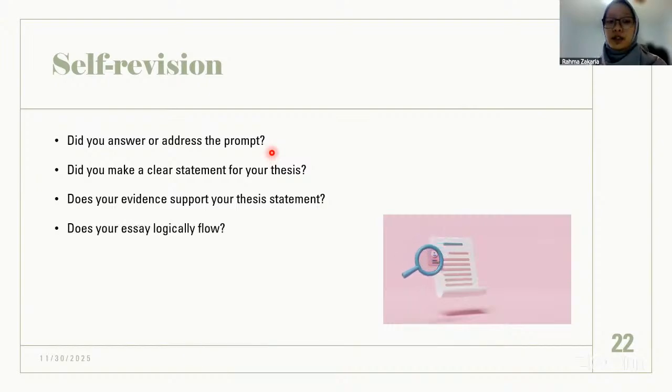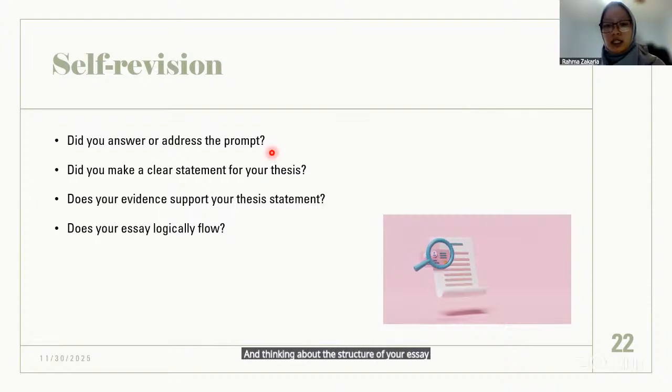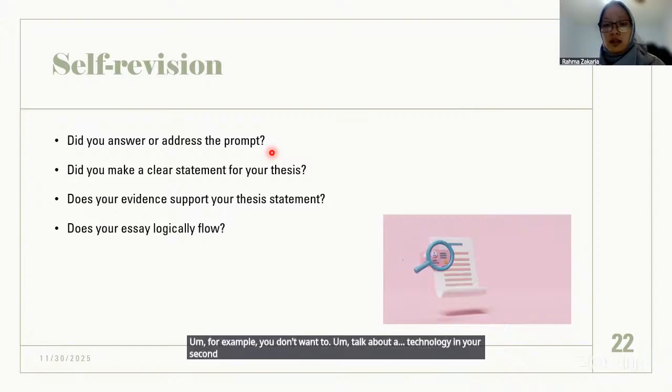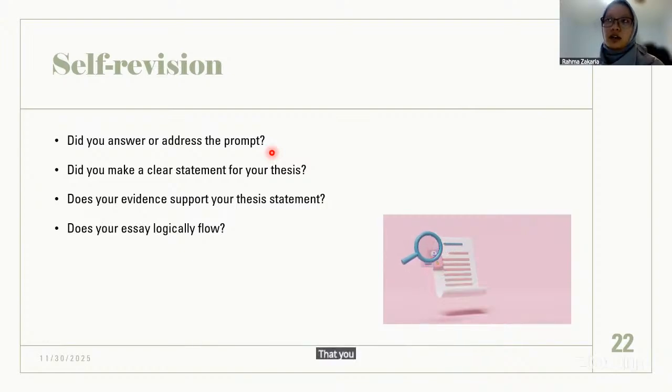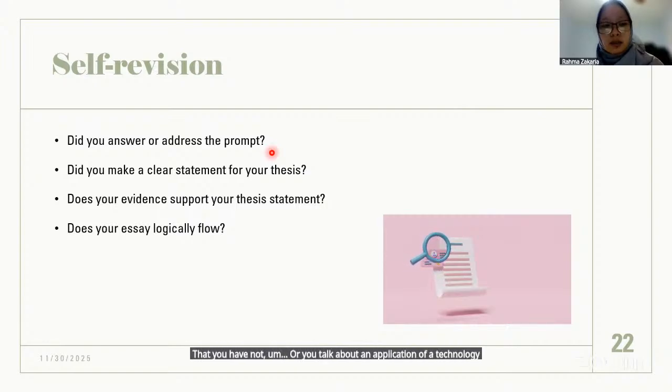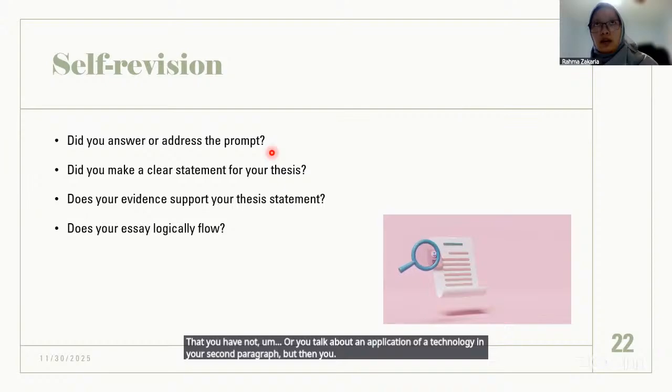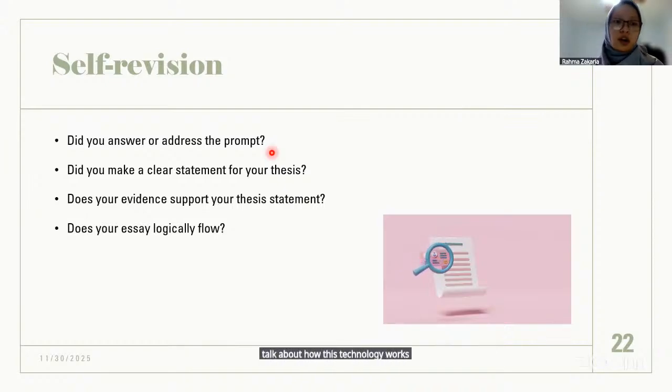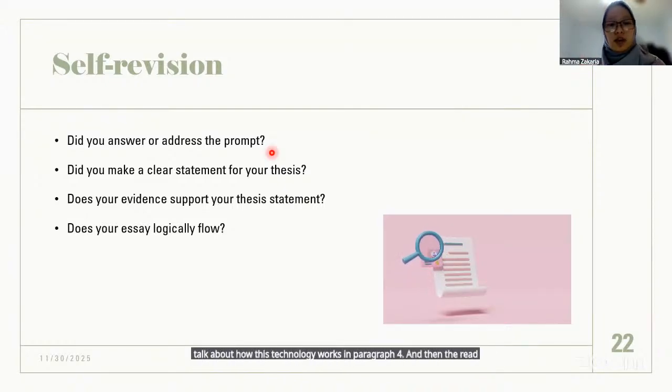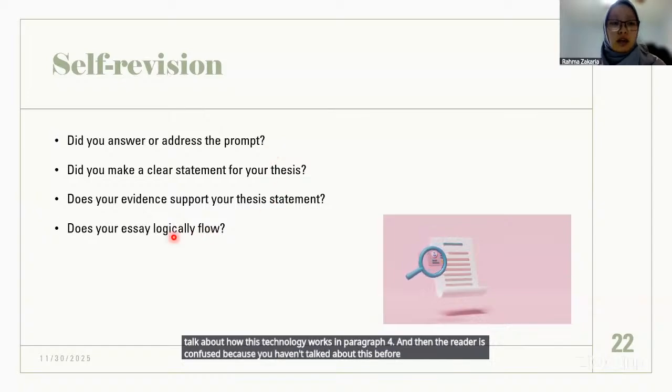And thinking about the structure of your essay, does it make sense logically? For example, you don't want to talk about an application of a technology in your second paragraph, but then talk about how this technology works in paragraph 4. And then the reader is confused because you haven't talked about this before. So you want to make sure that everything makes sense and flows.